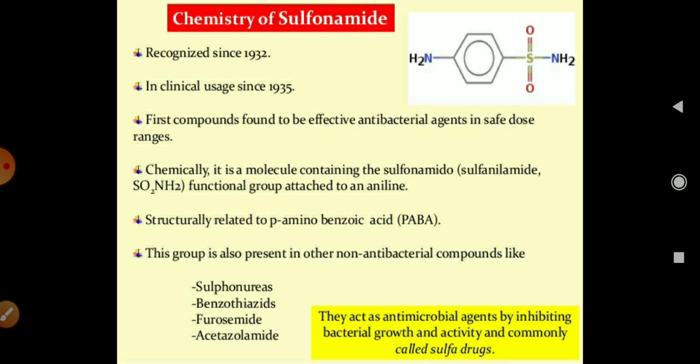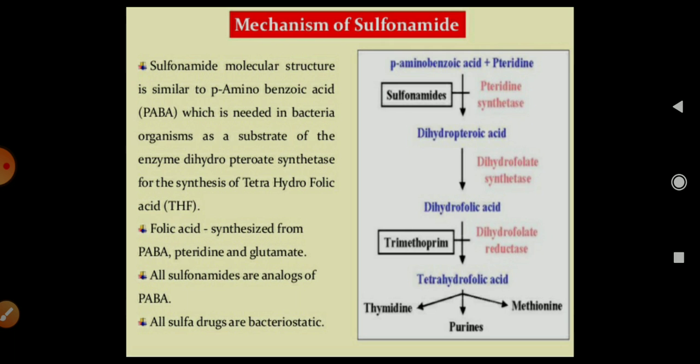Chemically, the molecule contains sulfonamide, which has the formula SO2NH2. The functional group is attached to aniline. The structure is related to p-aminobenzoic acid, which is PABA. This group is also present in other known antibacterial compounds, and they act as antimicrobial agents by inhibiting bacterial growth and activity, and are commonly called sulfa drugs.